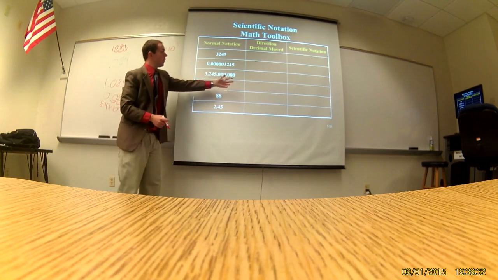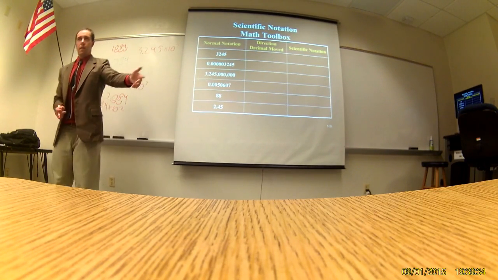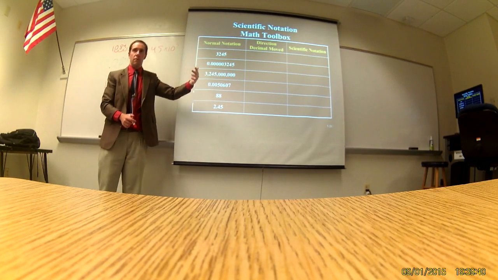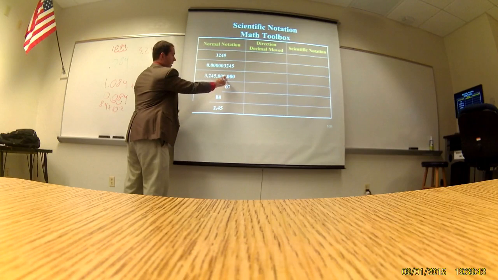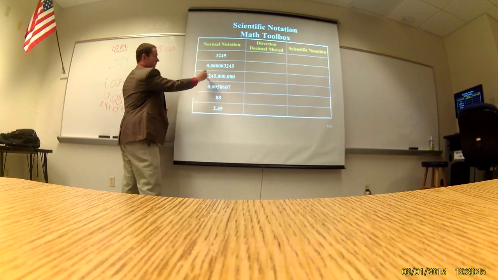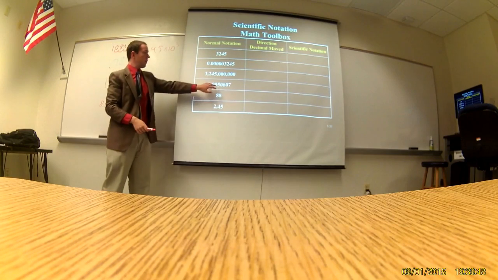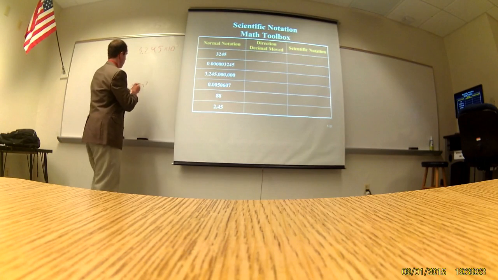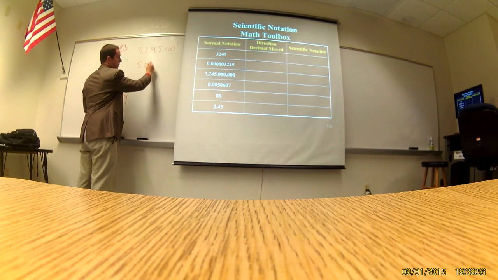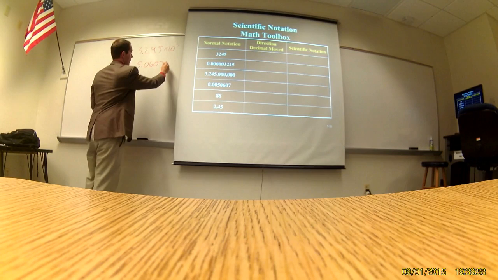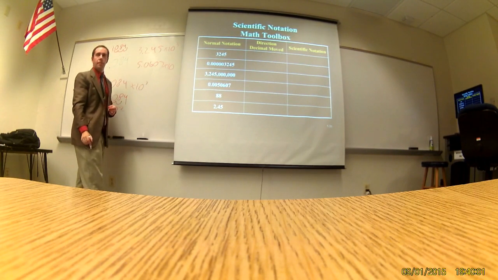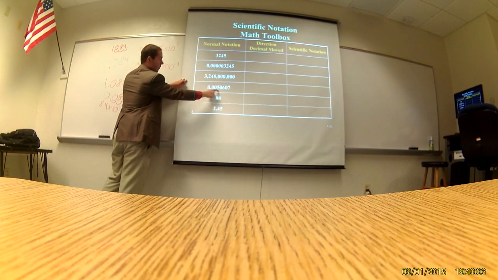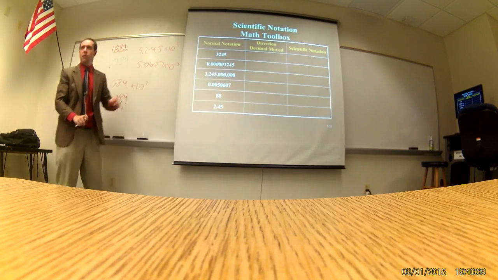What about this one? Am I going to move it to the left or the right? Left. So it's 3.245 times 10 to the 1, 2, 3, 4, 5, 6, 7, 8, 9. This one, left or right? Right. So it is 5.0607 times 10 to the negative 3. 1, 2, 3 is to the right, so it's negative.